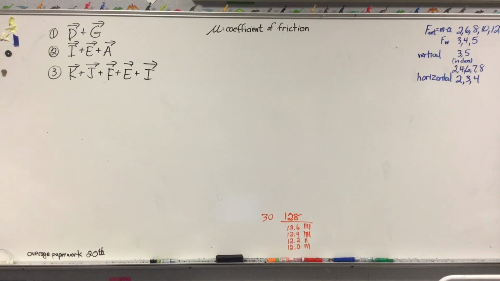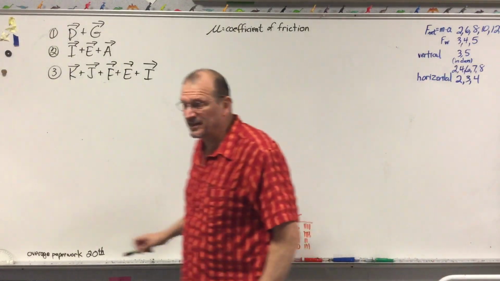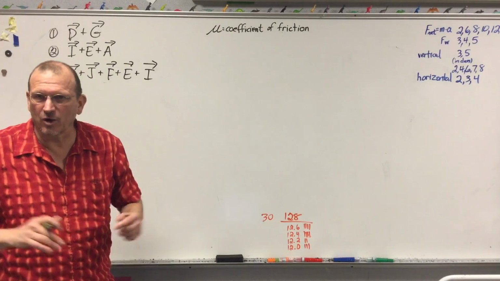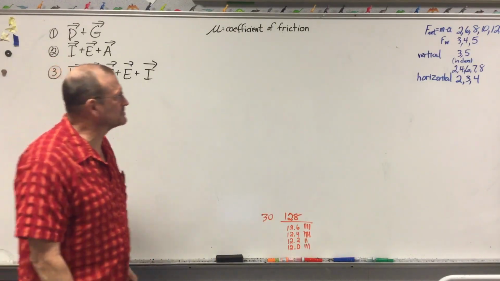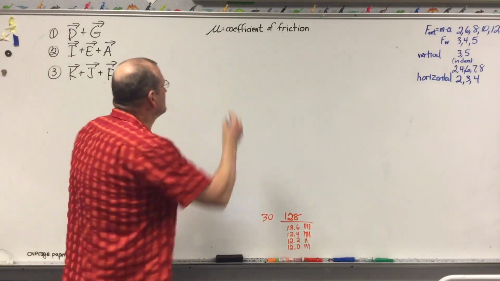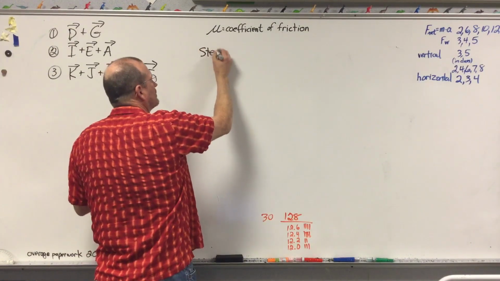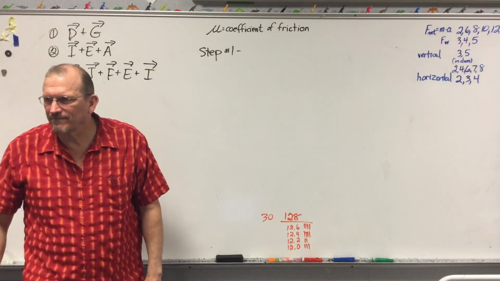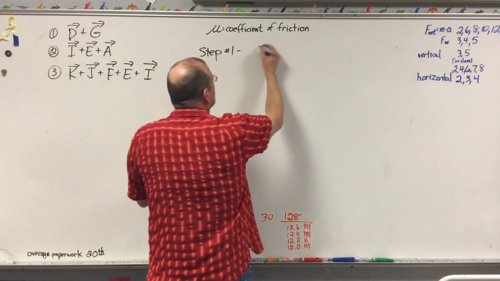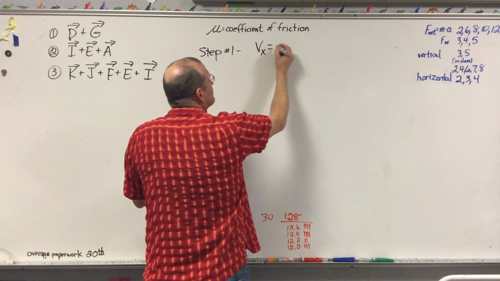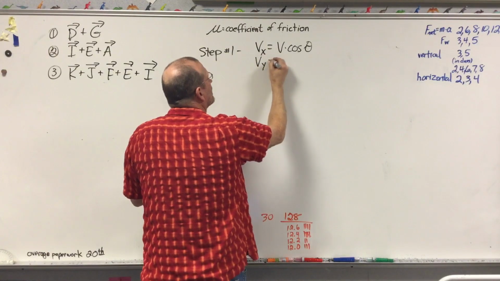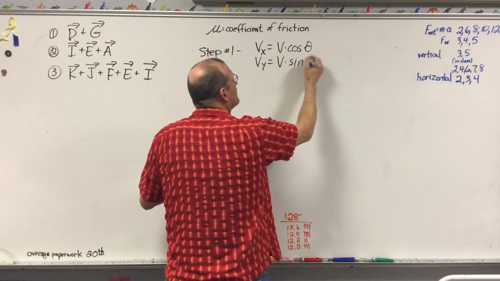All right, so I think today will be the last lecture on our, I'll call it, pure mathematical vectors. Up to this point, as a quick review, what was step one? Find the components. Vx equals v cosine theta. Vy equals v sine theta.